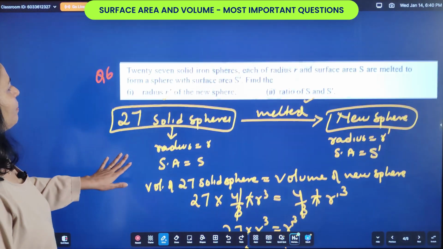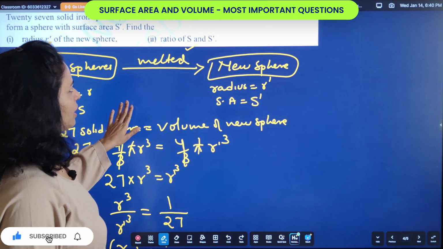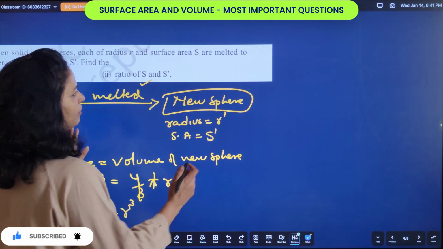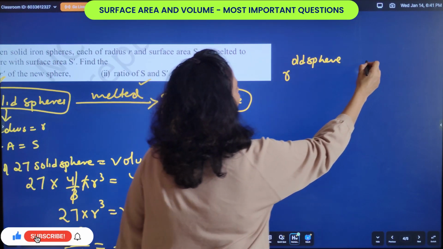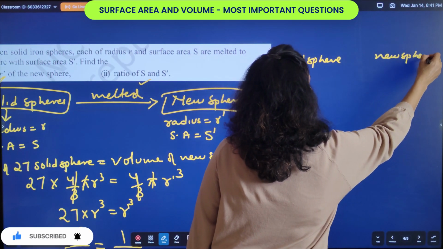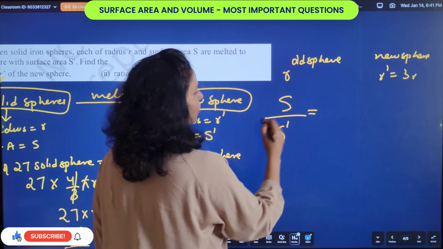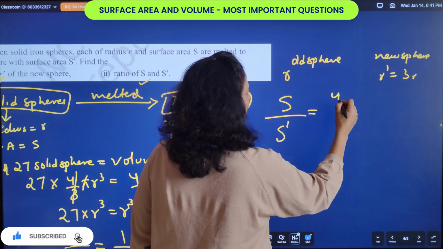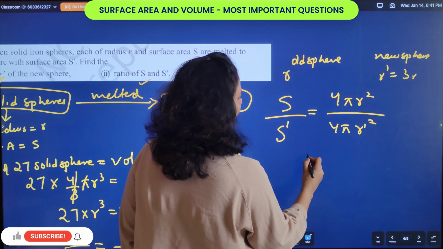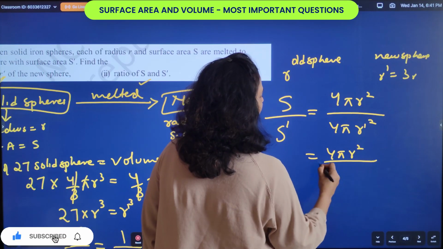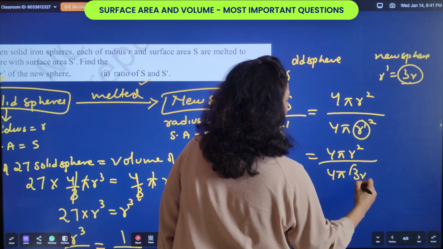So here if you see, the first part we got. Now it's easy to find the surface area ratio, because now we have the radius of the old sphere as r, and the radius of the new sphere r dash as 3r. Now surface area ratio will be easy. Since it's a sphere, we have 4 pi r square by 4 pi r dash square. So here it is 4 pi r square by 4 pi. Now what is the r dash value? It is 3r. So we'll write 3r whole square.